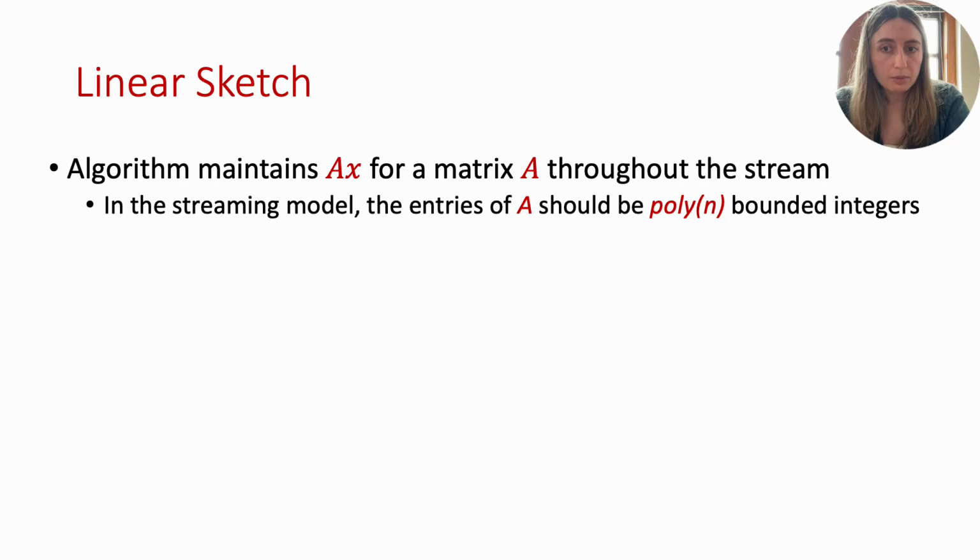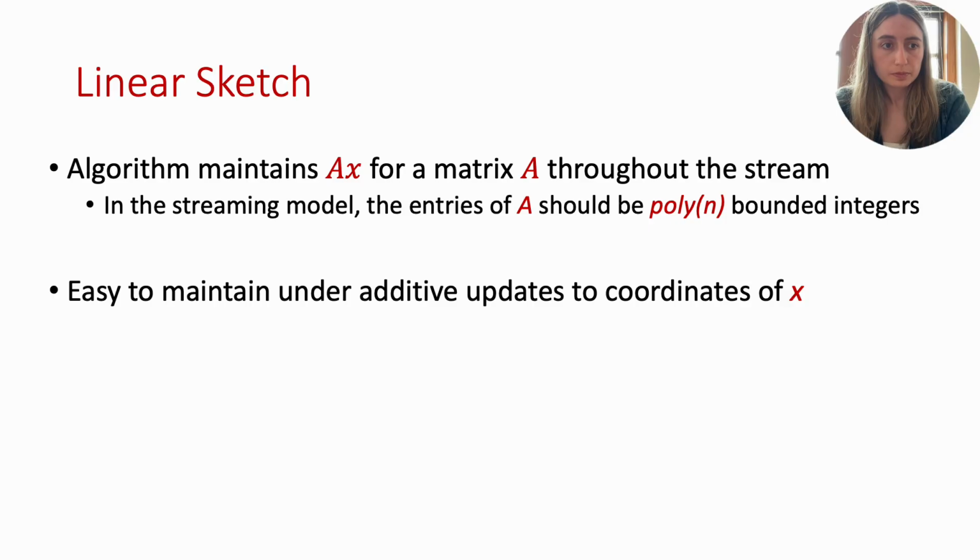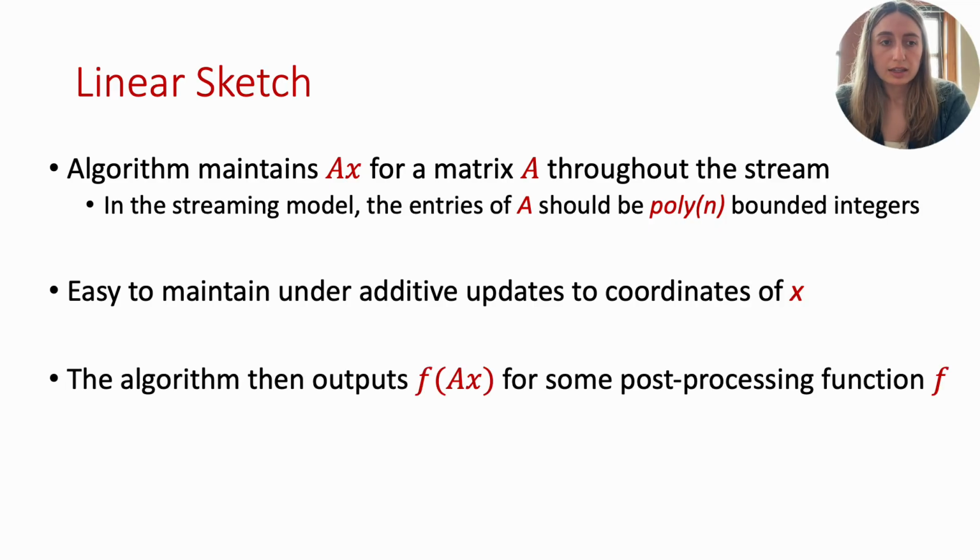Linear sketches are a very common and powerful method to obtain low-space streaming algorithms. A linear sketch is an algorithm that maintains A times x for some matrix A throughout the stream. And as we will see in this talk, it's very important that the entries of A should be poly(n) bounded integers. So linear sketches are very helpful in the streaming model as they're easy to maintain under additive updates to the coordinates of x. And at the very end of the stream, or whenever it's queried, the algorithm would then output f of Ax, where f is a post-processing function.